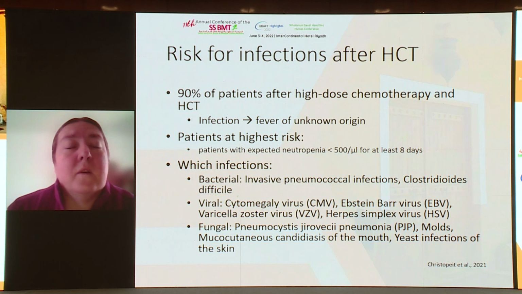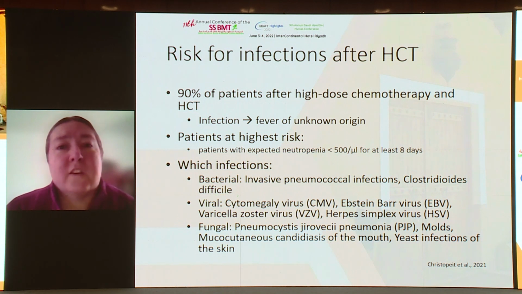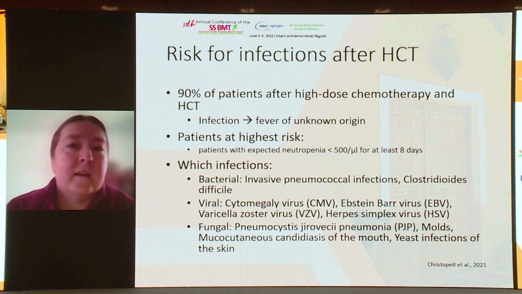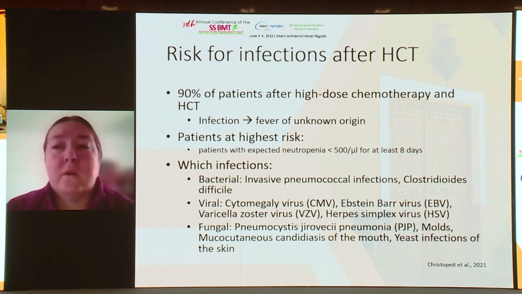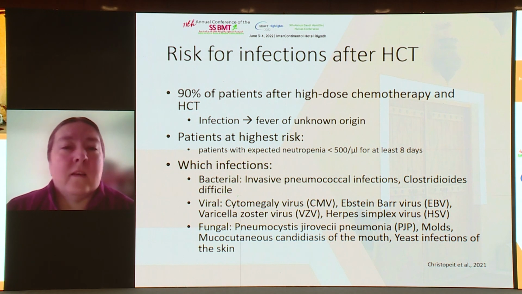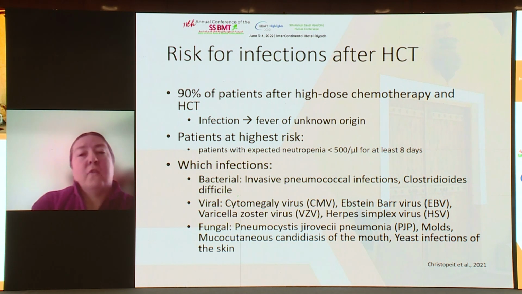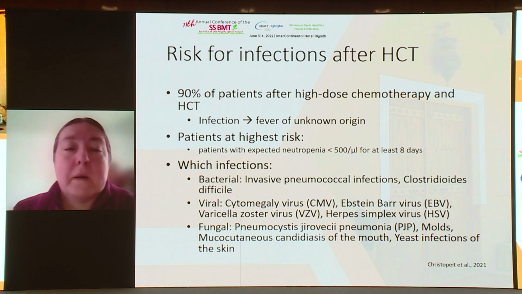So how is the risk for infections in detail? I can say that 90% of the patients after high-dose chemotherapy and stem cell transplantation are affected by infections, and often it is a fever of unknown origin. And patients at the highest risk are those with an expected neutropenia phase with less than 500 neutrophils for at least 8 days or longer.